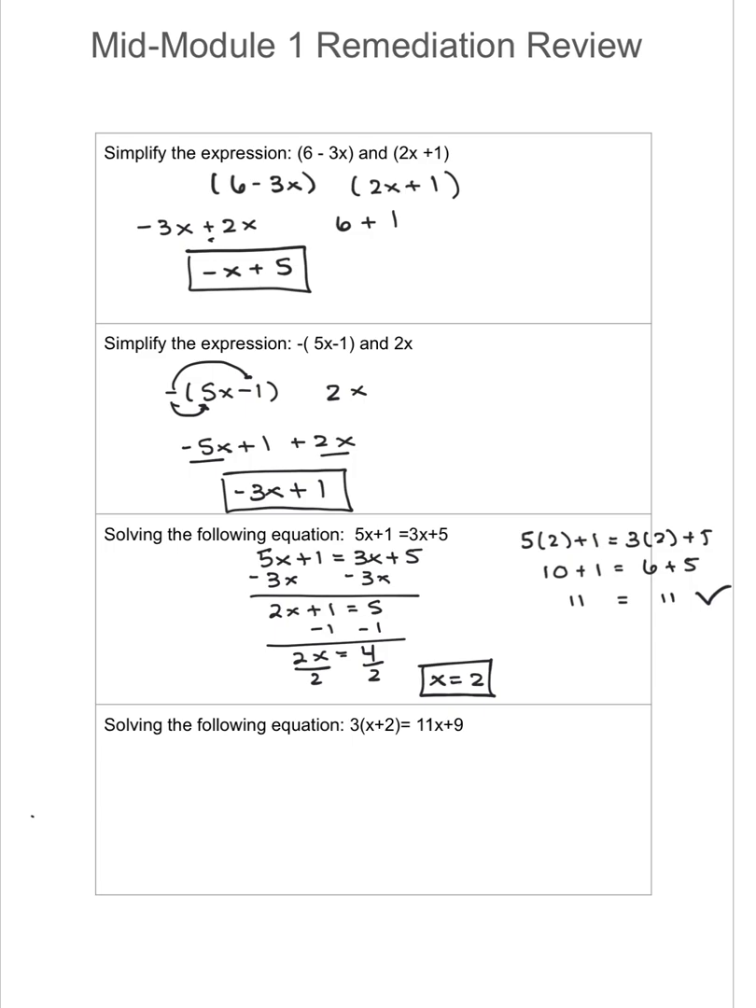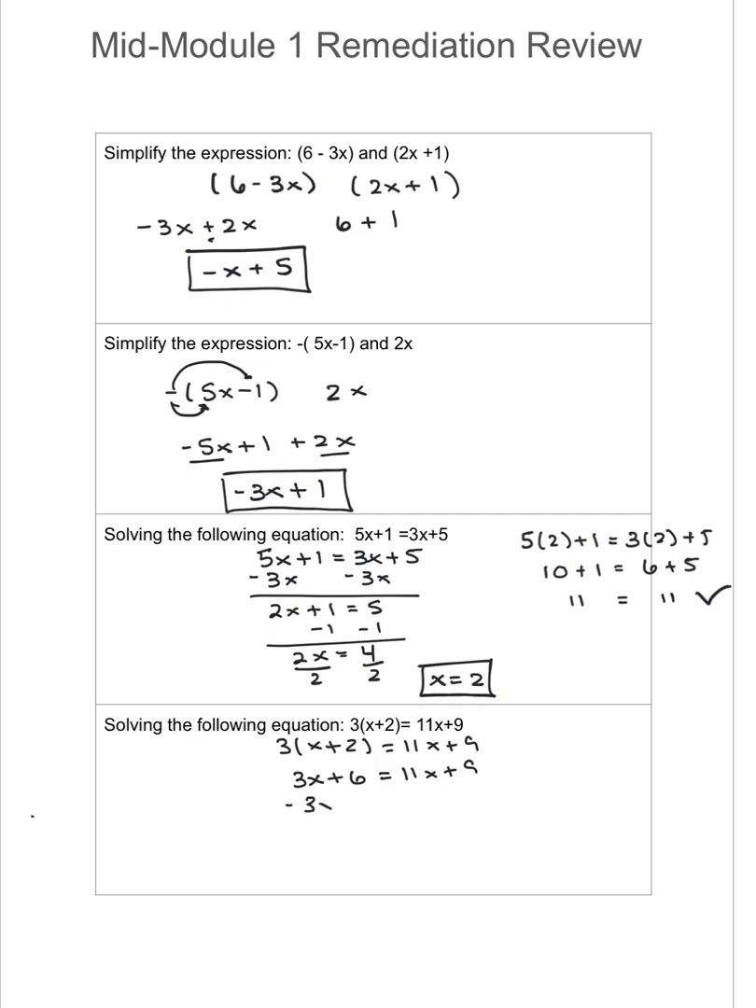All right, for the next one, solve the following equation. I have 3 times x plus 2 is equal to 11x plus 9. So I'm going to rewrite it. Remember our steps. So the first thing I'm going to do is distribute. So I have 3x plus 6 is equal to 11x plus 9. So again, looking at my equation, there's nothing for me to do on either side in terms of combining like terms. So I'm going to move the variable.